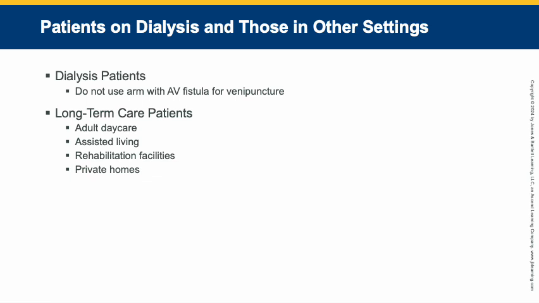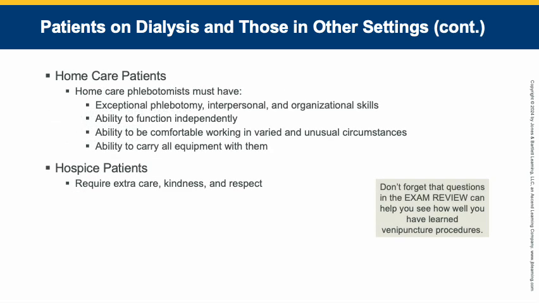If they are long-term care patients, they may be in an adult daycare or assisted living, rehab, or a private home. If they are a home care patient and you are a phlebotomist, you must have exceptional phlebotomy, interpersonal, and organizational skills. You also, because you don't have any backup, it's just you if you're a home care phlebotomist. You must have the ability to function independently. You must have the ability to be comfortable working in varied and unusual circumstances because you're going to their home. You must also have the ability to carry all the equipment with you.